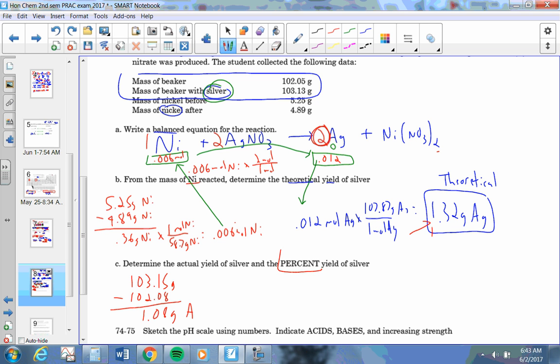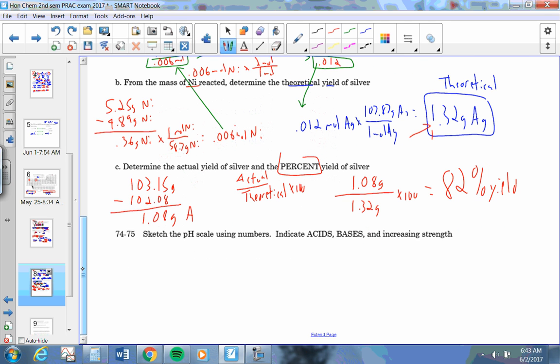What is my percent yield? Actual divided by theoretical times 100 to change it to a percent. So if those people in the lab got 1.08 grams out of the 1.32 grams that they were supposed to, that would be an 82% yield.